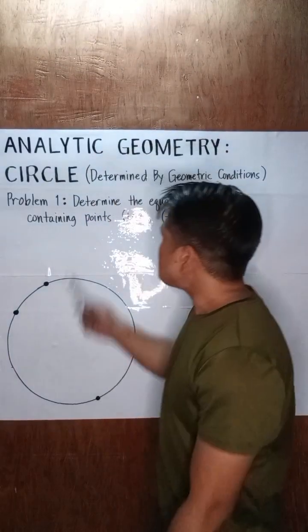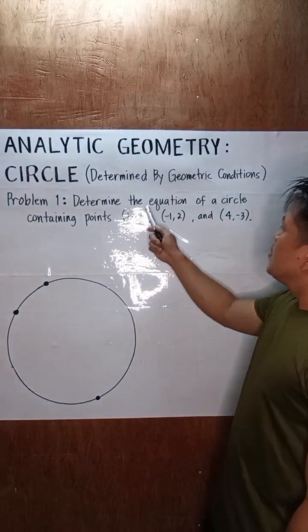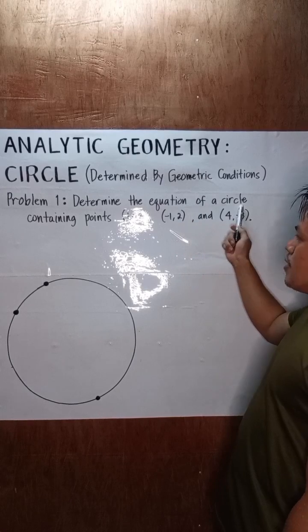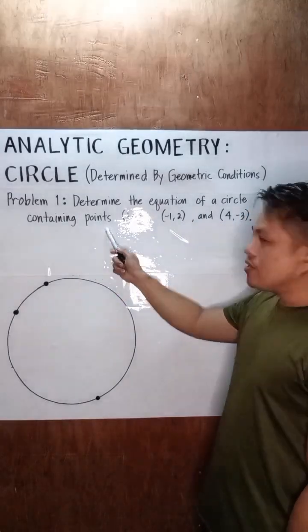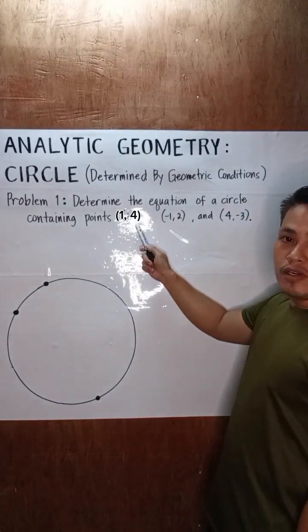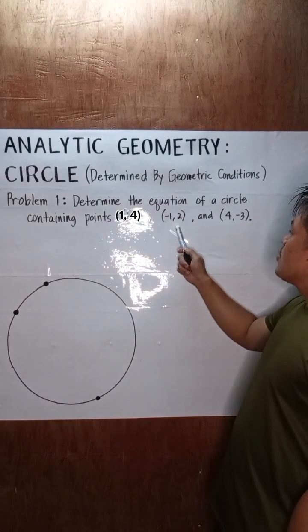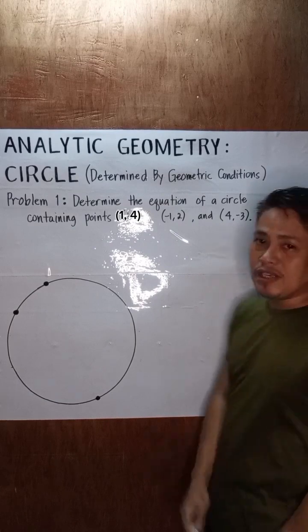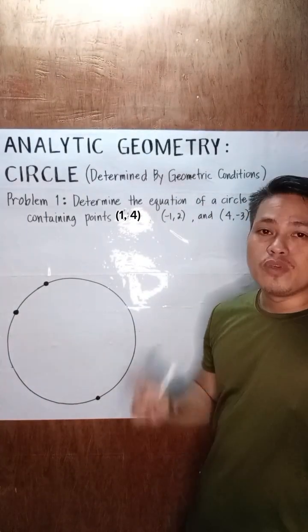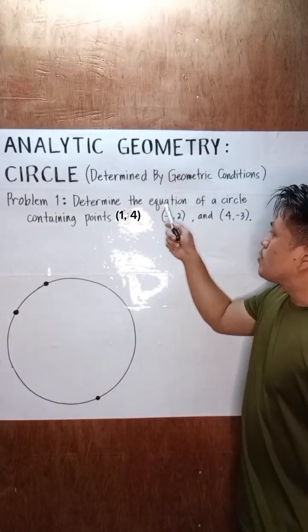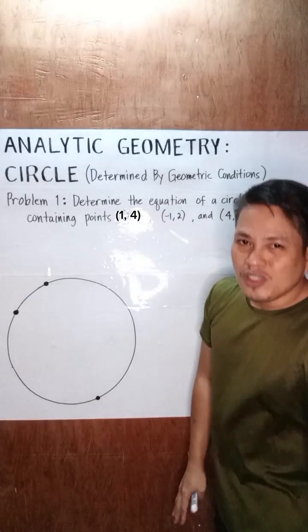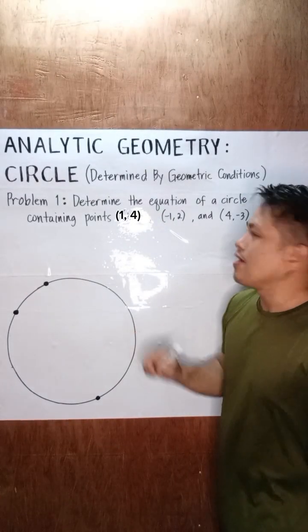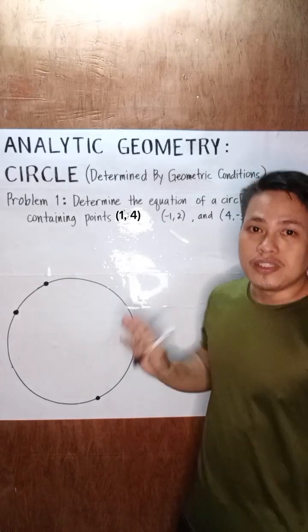Ang ating problem number 1 ay: determine the equation of a circle containing points (1, 4), (-1, 2), and (4, -3). So, ibig sabihin, we're going to determine the equation na ang given conditions ay points. Ayan, we have 3 points on the circle.